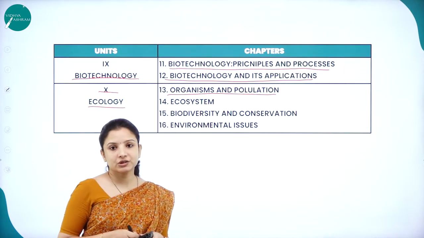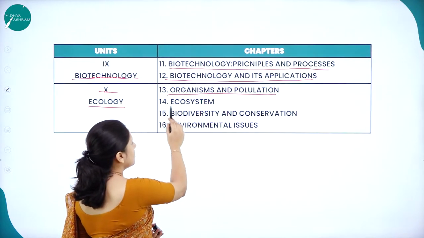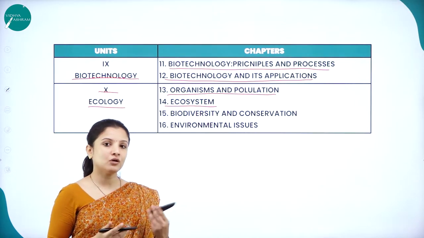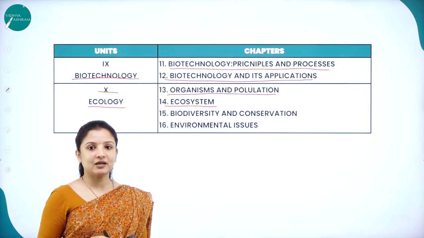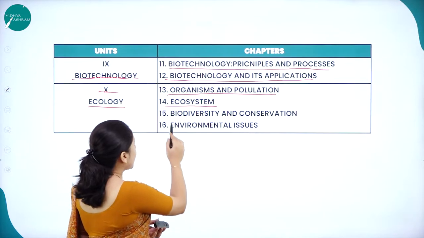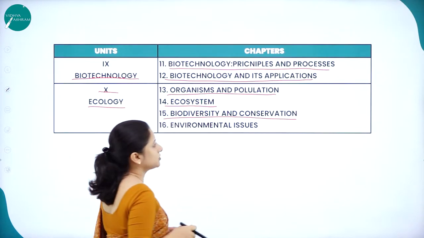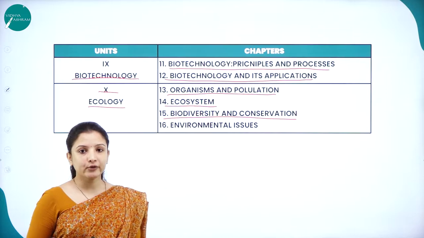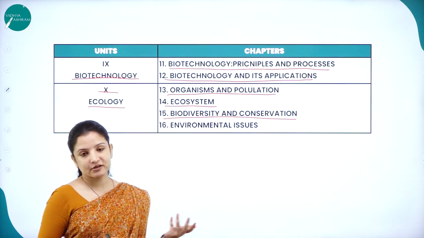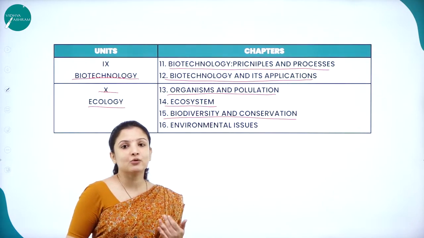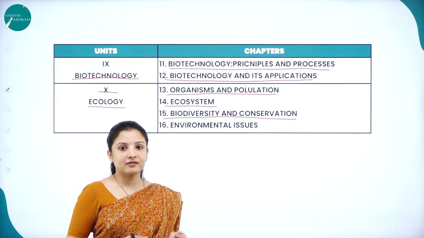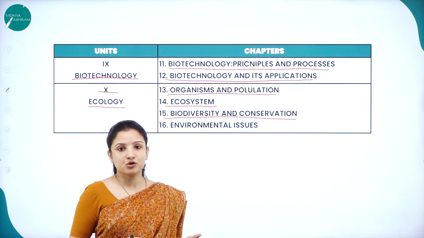Next is about ecosystem. Under ecosystem, you shall learn about the different types of ecosystem that exist. It is also a common general topic, and it is quite interesting. And next, chapter 15 is biodiversity and conservation. Here you shall learn about biodiversity, and about various case studies involved in conserving biodiversity. All those case studies are very interesting, and they will also make you feel as if you need to contribute something towards biodiversity.